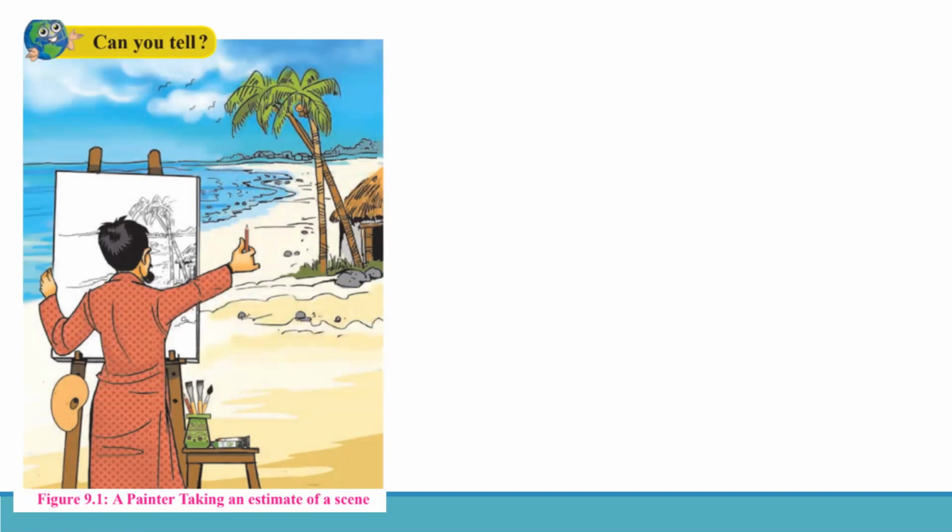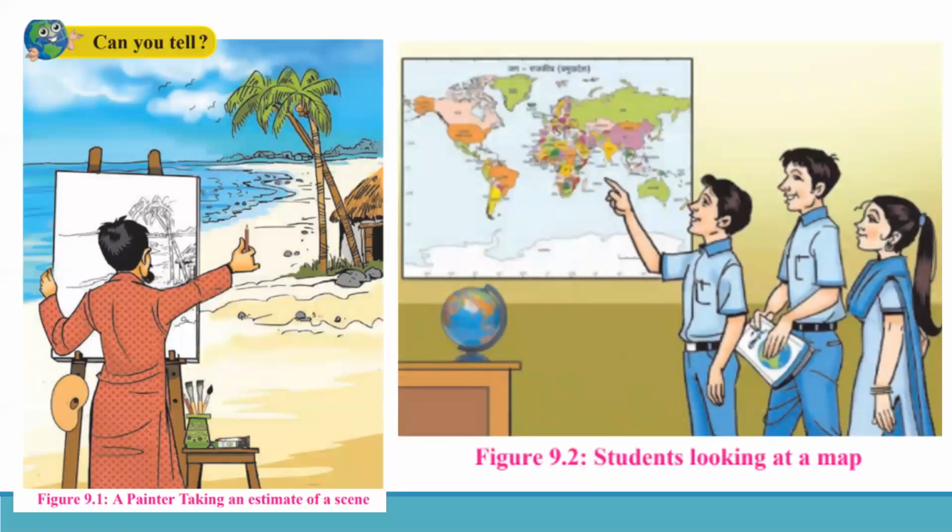Can you see this image? Yes, what can you see in the picture? A painter taking an estimate of a scene. Another image. You can see students looking at a map. Now, a few questions are given.